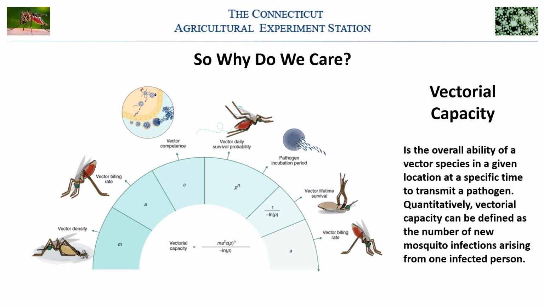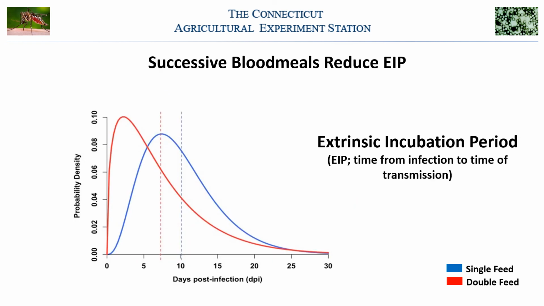There are a number of different factors that go into this, such as vector biting rate, the competency of the host, daily survival of the mosquito, and vector lifetime. These all get input into this vectorial capacity equation. When we start putting our data in, one thing we notice first is that we have a reduced extrinsic incubation period. Again, that is the time from infection to time of transmission. In the double feed group, it's about 3 days earlier than what we see for the single feed group. So we know that these viruses are being transmitted earlier in the double feed group compared to the single feed group.